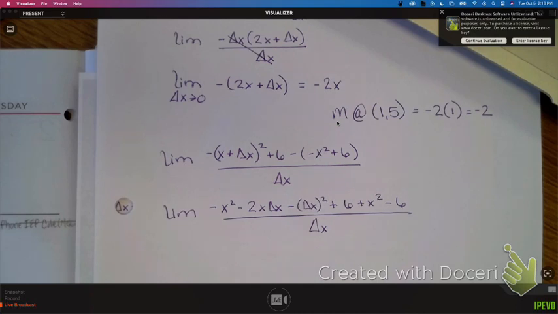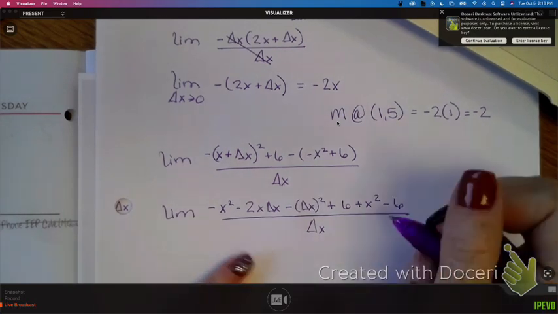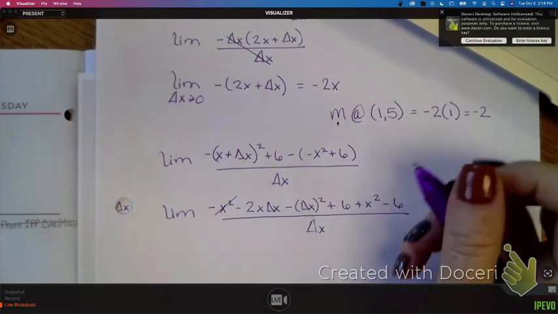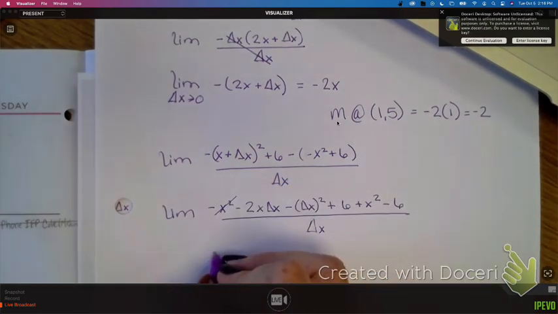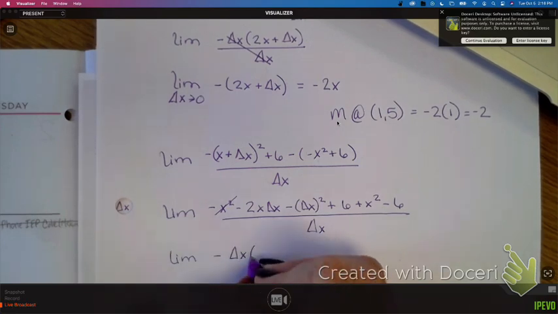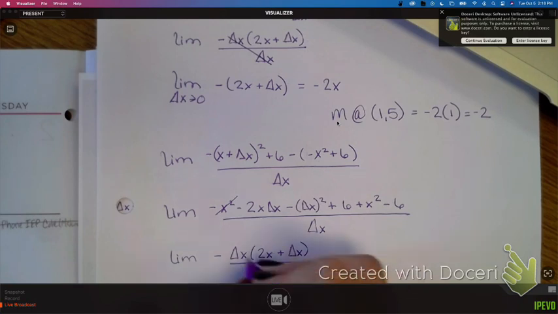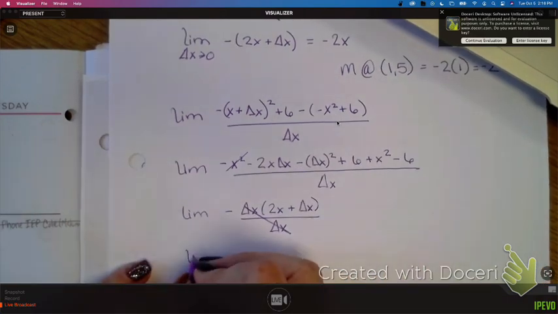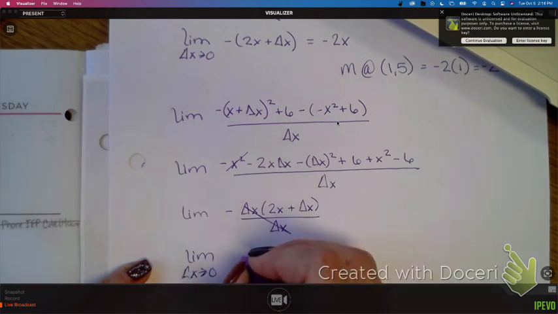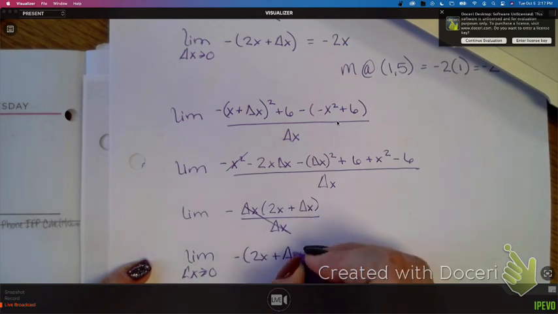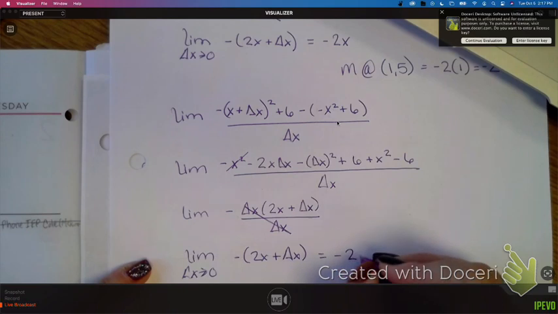Yeah. Okay. So then, when it goes to negative 2x change of x minus change of x squared, would we put the negative change of x on the outside when you distribute your negative? Yes. So it'd be negative change of x and then 2x plus change of x over change of x. And the change of x reduces. So you have the limit as change of x approaches 0 of negative 2x plus change of x, which would be negative 2x. Did you get what I'm saying?